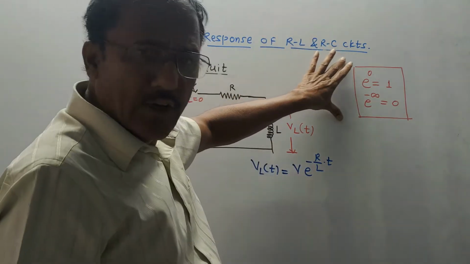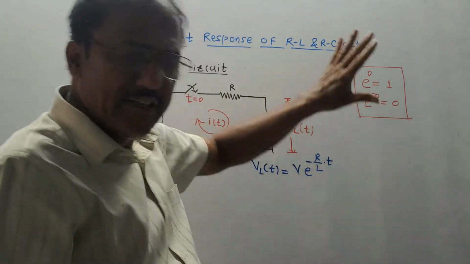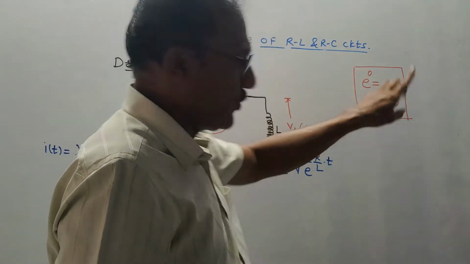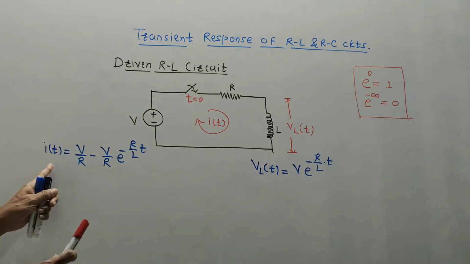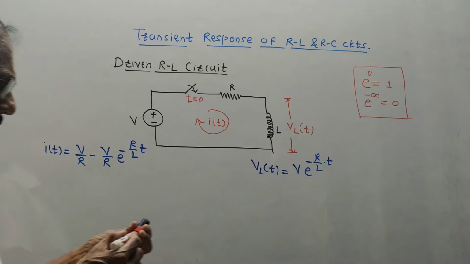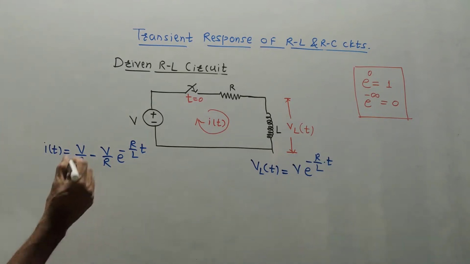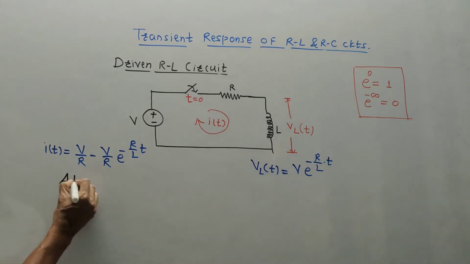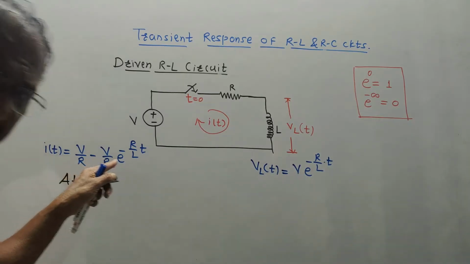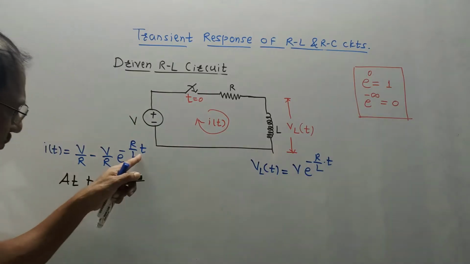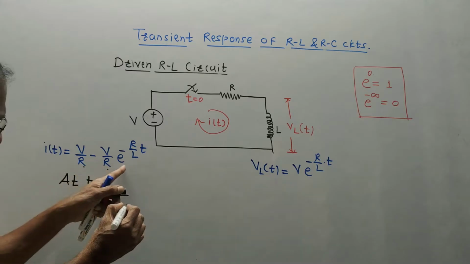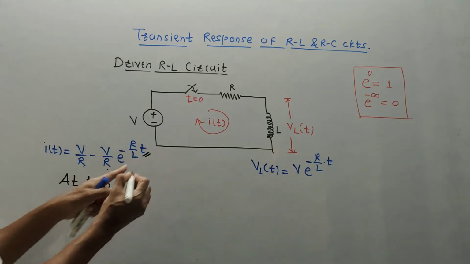Now to draw the graph, you need to know two very simple mathematical identities: e raised to 0 is 1, and e raised to minus infinity is 0. Now how to draw the graph? If I want to draw the graph for I of t, the current flowing through this circuit, you only need to apply two conditions. The first condition is at t equals 0. Wherever t appears in this equation, I will put t equals 0. This term remains constant, and this term contains the t term, so I am putting t equals 0.